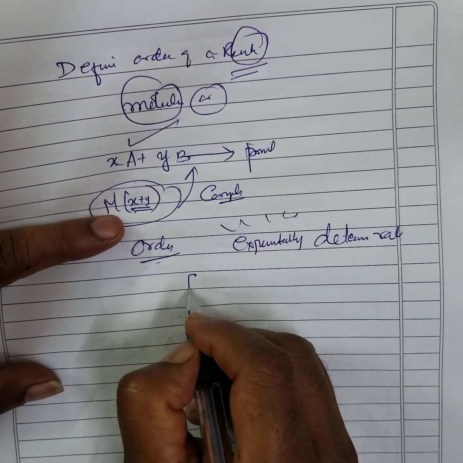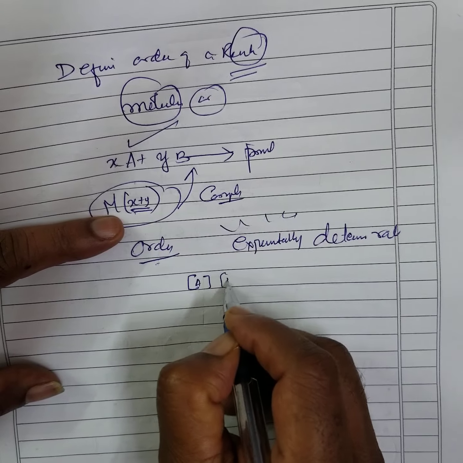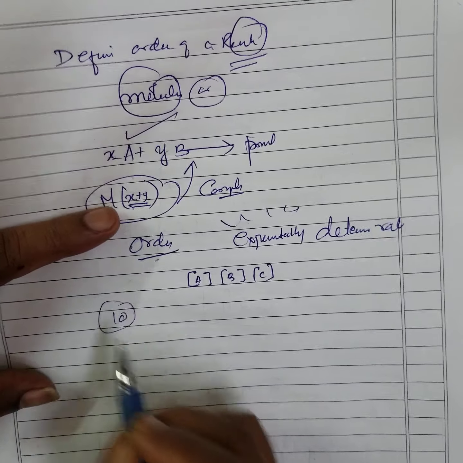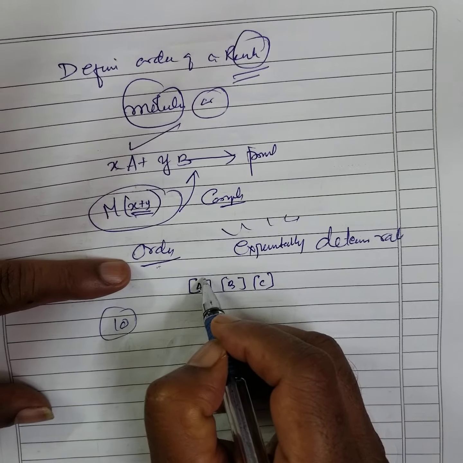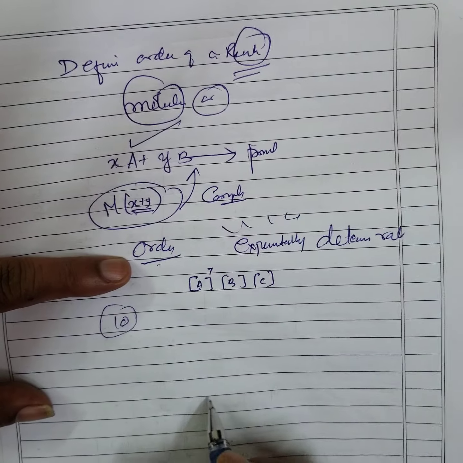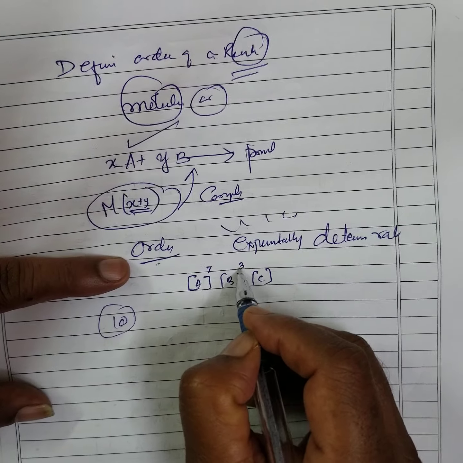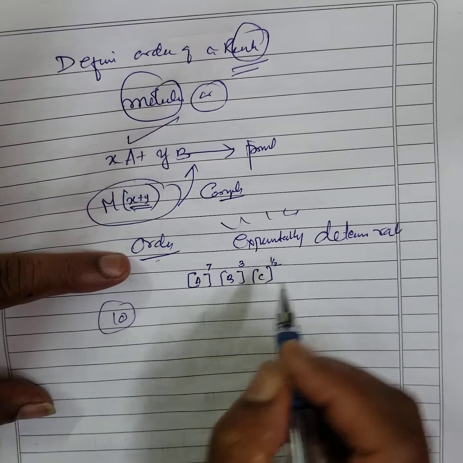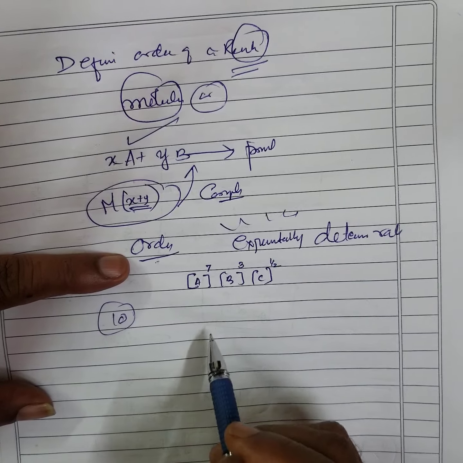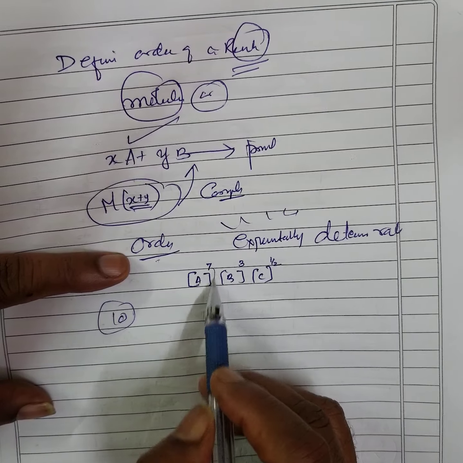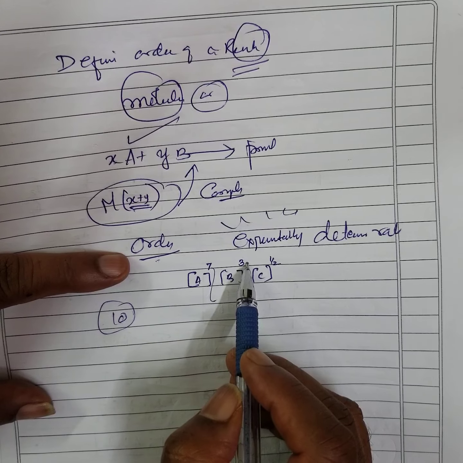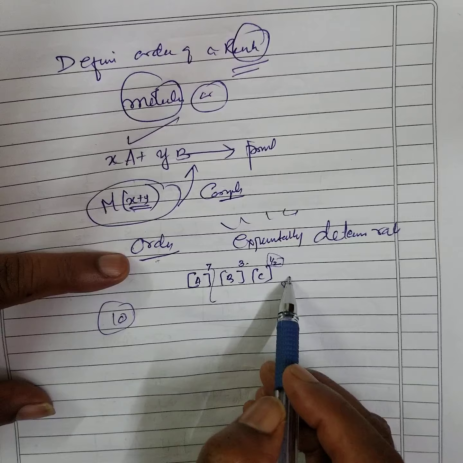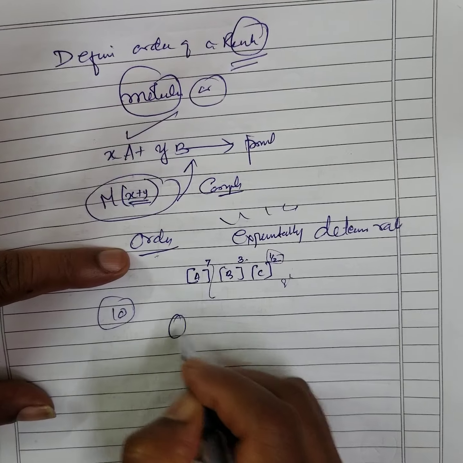In a class, there are students A, B, and C. A teacher is doing 10 sums. Student A will understand 7 sums. Student B will understand only 3 sums. Student C will understand what? Half of one sum. That means he could not understand 9.5 sums. Then what is the order of the class?